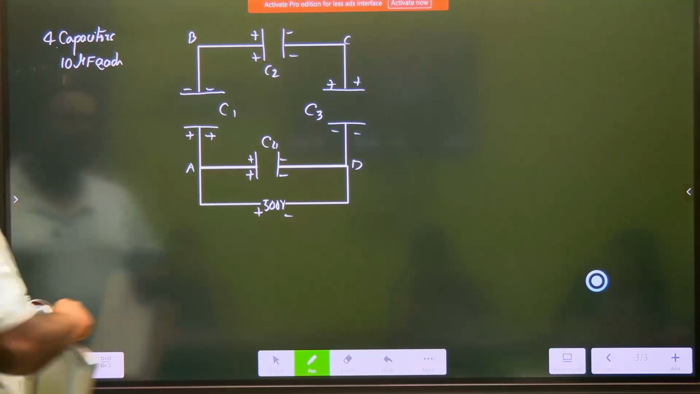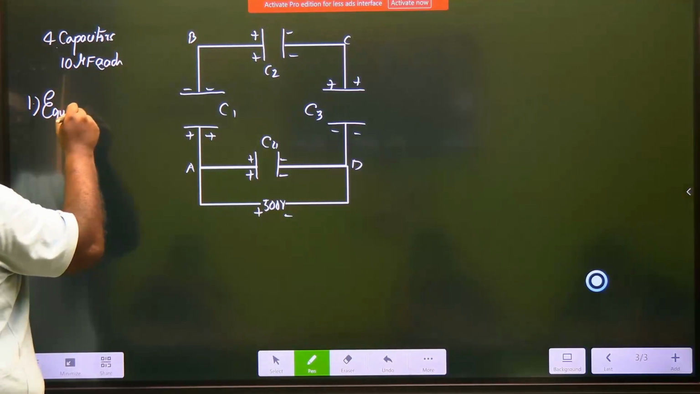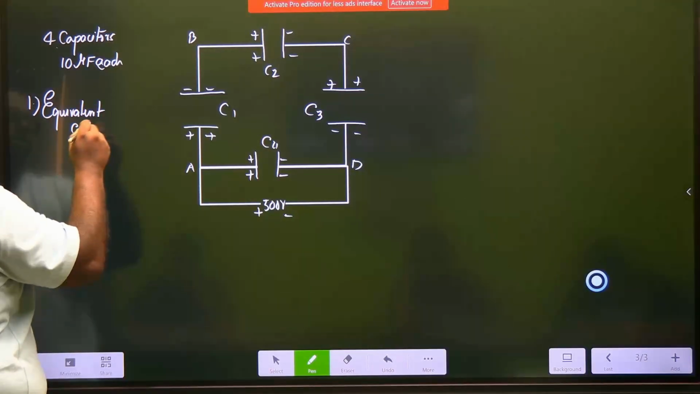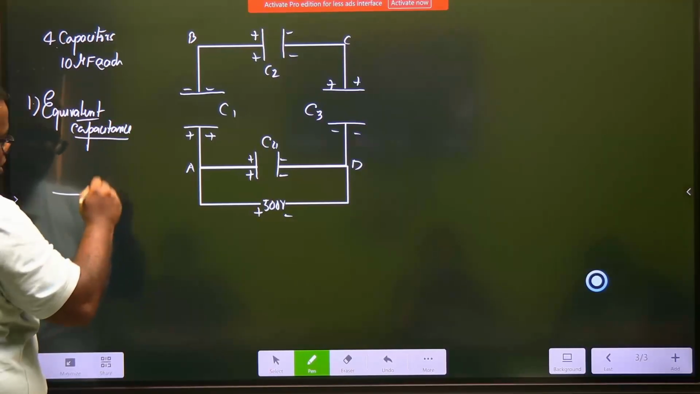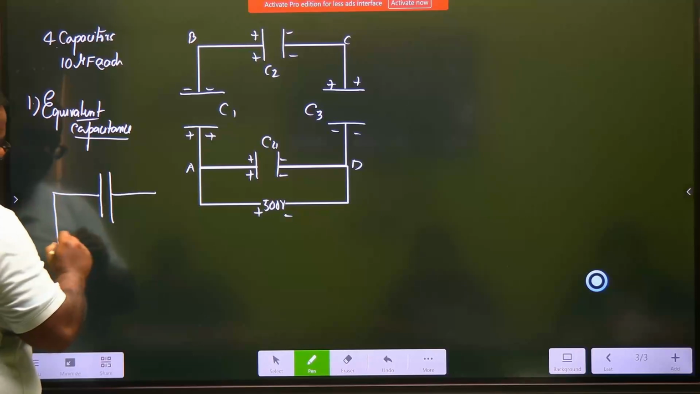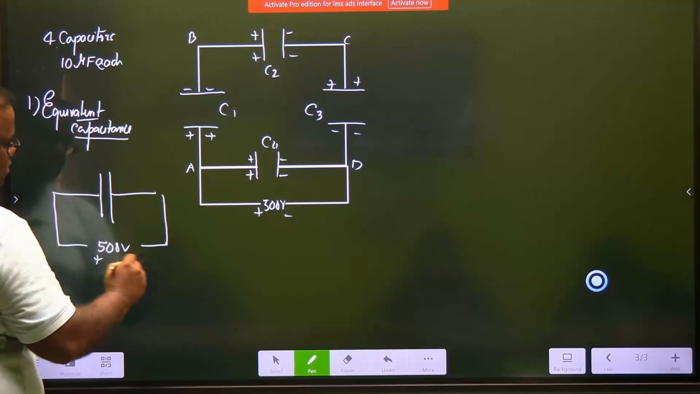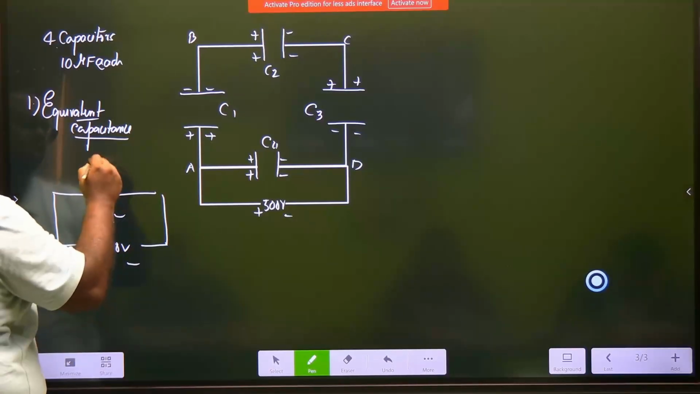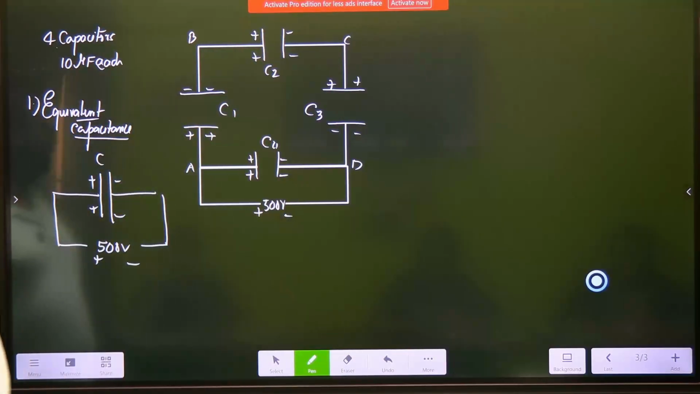Our first job is to find out the equivalent capacitance. When we are trying to find the equivalent capacitance, we are assuming that there is one capacitor and there is the 500 volt supply. This is the equivalent capacitance C. So how is the network looking? C1, C2, C3 are in series, and their equivalent is in parallel with C4.